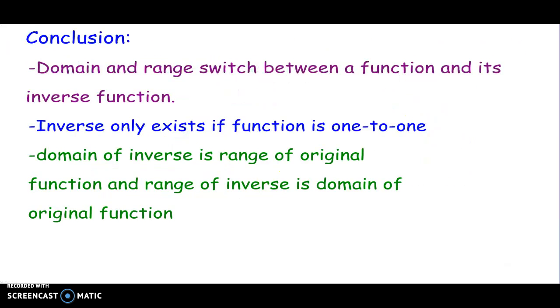Okay, conclusion. Domain and range switch between a function and its inverse function. Inverse only exists if a function is one-to-one. Super duper important. Some people don't remember. Domain of inverse is range of original function, and range of inverse is domain of original function. Or in other words, that's what it says up here.